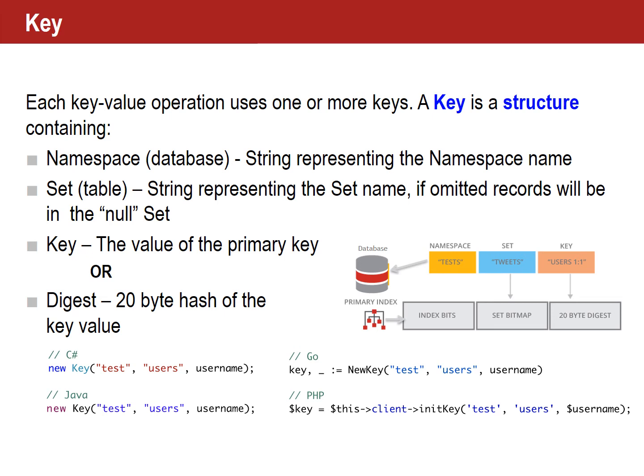And so on the API side, we create what you can call a key structure or a key object by giving it these three parameters: the namespace, the set name, and your key. So the first step in any read-write operation is to create that key object that will help us locate the record.